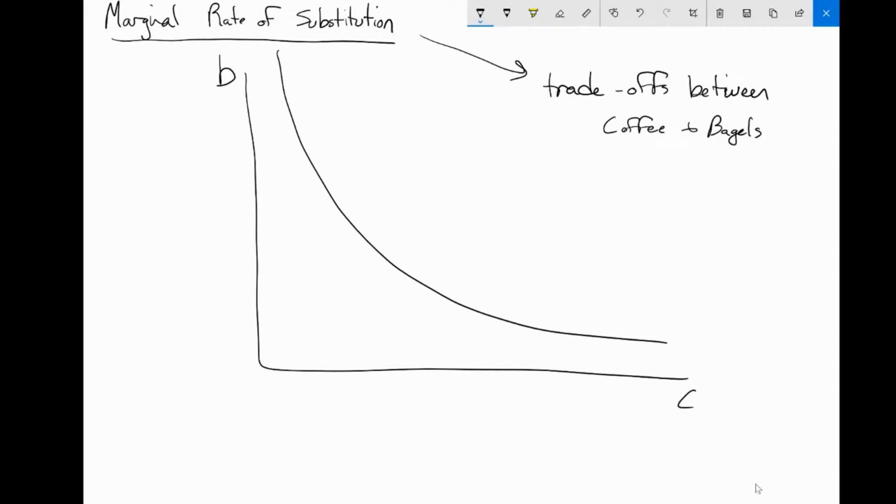All right. So the marginal rate of substitution is the number of goods that an agent is willing to trade to get more of the other good. Okay, so we could put it this way. We could say, how many bagels is the agent willing to trade to get an additional unit of coffee? So in fact, we might even be able to write this function and say that this function is bagels as a function of coffee.